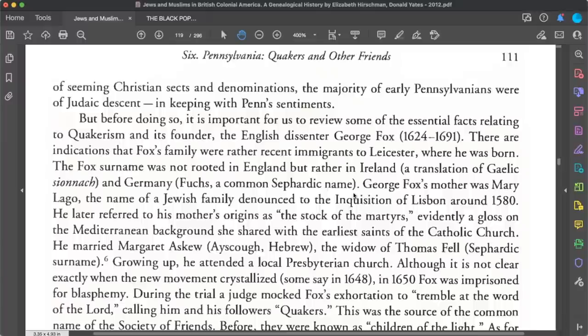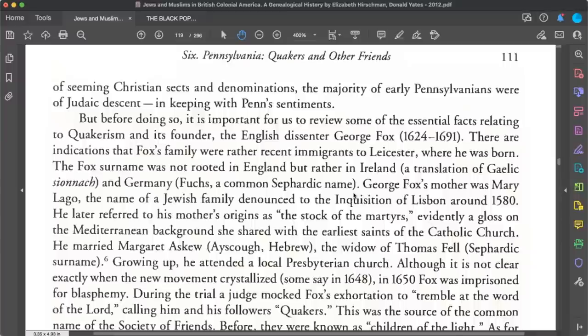All right, Fox, Fox News, right? Fox, a translation of Gaelic Sionach and Germany's Fuchs, a common Sephardic name. All right, Fuchs, Sionach, combination, Sephardic name. George Fox's mother was Mary Lago. All right, very important. And some say she's related to the Trumps.